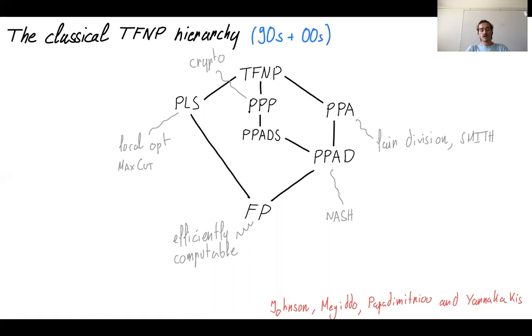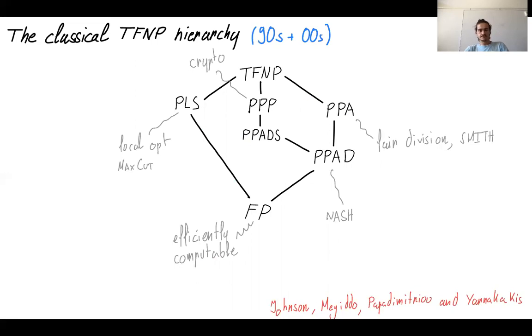So this hierarchy was really good at classifying problems. For instance, Nash is complete for PPAD, so finding a Nash equilibrium. PPA holds many problems like Tucker division, also the Smith problem. PLS holds Max Cut and all kinds of local optimization problems. PPP is related to cryptography, etc.